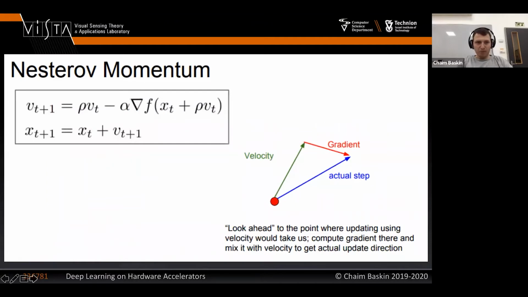Okay, so the Nesterov momentum is defined like that. Velocity t plus 1 is rho vt, the hyperparameter rho we talked about before, minus alpha, our step size, times the gradient at xt plus rho vt. And once we compute vt plus 1, we can compute xt plus 1 by taking xt and adding vt plus 1.